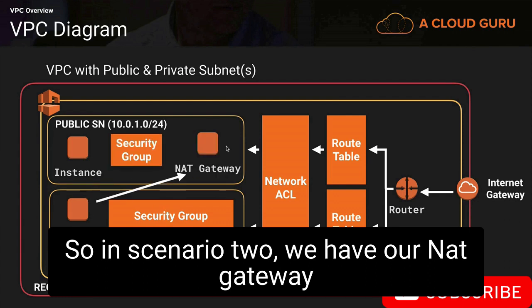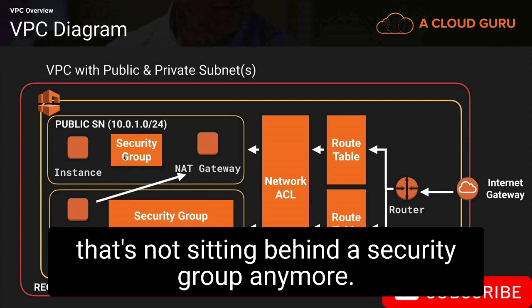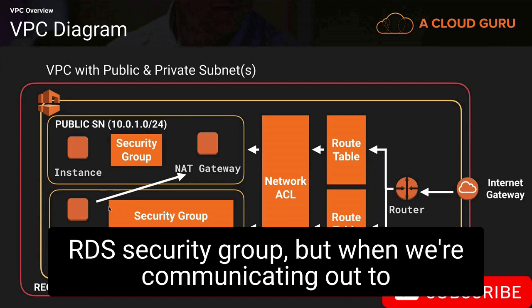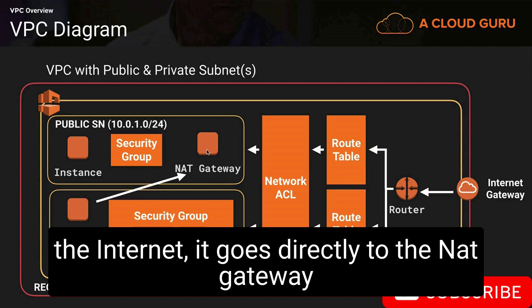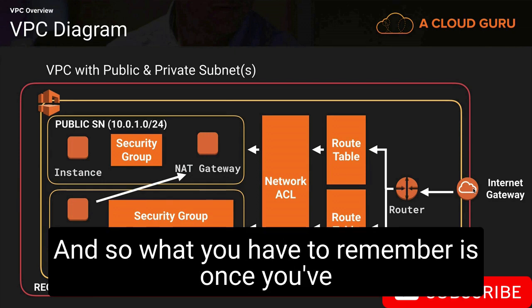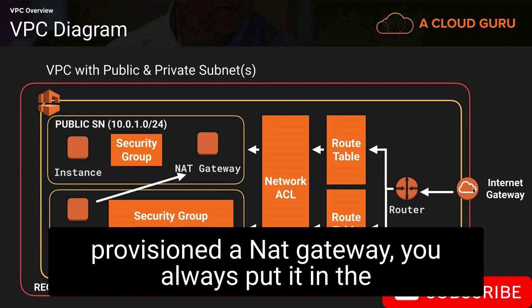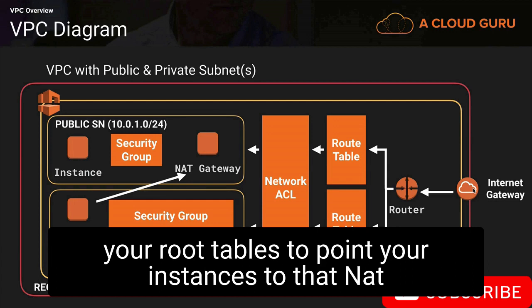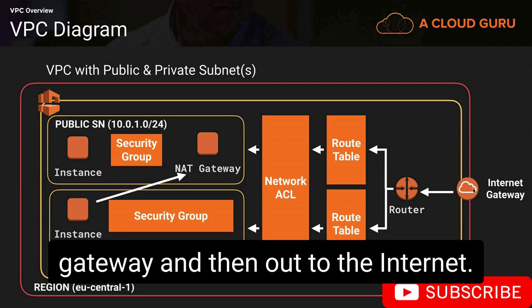So in scenario 2, we have our NAT gateway. That's not sitting behind a security group anymore. Obviously, our RDS instances are still behind their own RDS security group, but when we're communicating out to the internet, it goes directly to the NAT gateway and then out to the internet gateway. And so what you have to remember is once you've provisioned a NAT gateway, you always put it in the public subnet first of all, and then you always update your route tables to point your instances to that NAT gateway and then out to the internet.